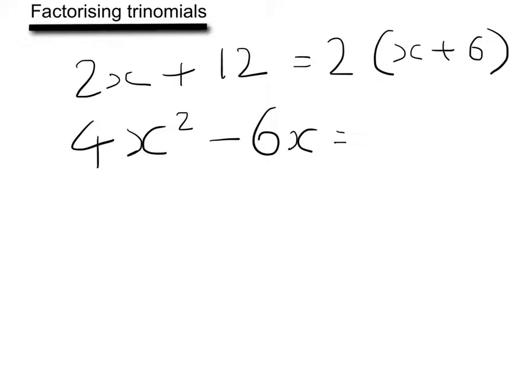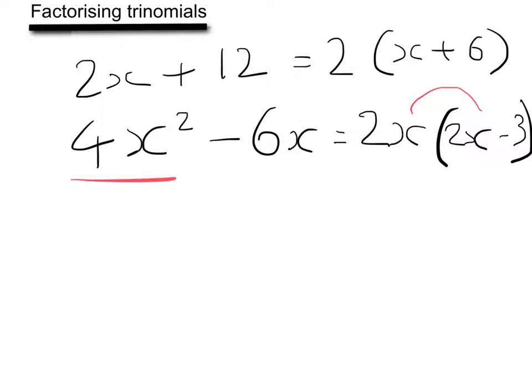So again, you'd be going the common factor of 4 and 6, that's 2. But then remembering I've got x squared and I've got x, so I could take out a common factor of x, leaving me with 2x minus 3. Of course, it's always good practice to multiply back out your brackets. 2x times 2x will give me my 4x squared. 2x times minus 3 gives me my minus 6x. So long as you can do this, you should be able to factorise a trinomial.